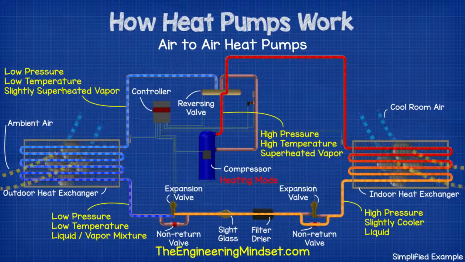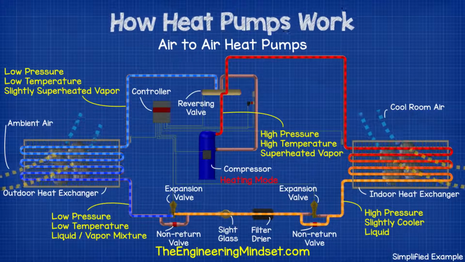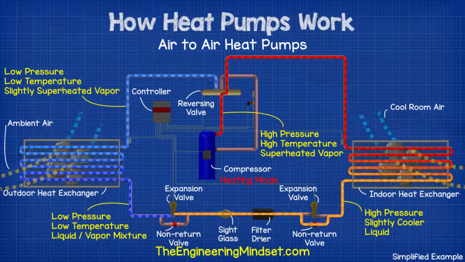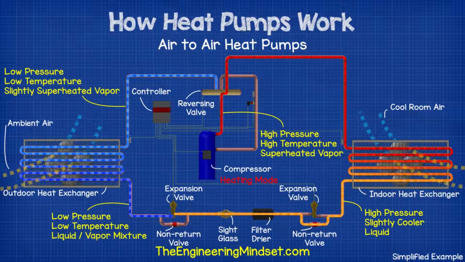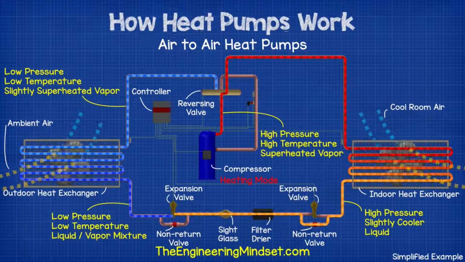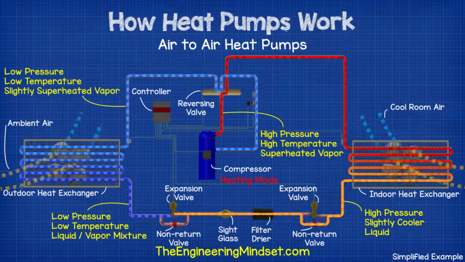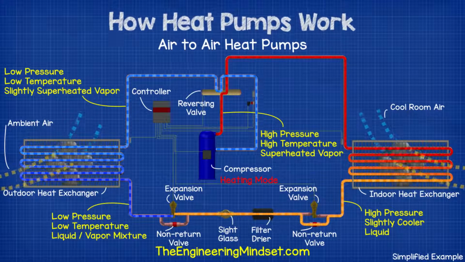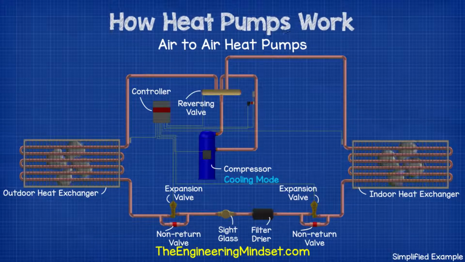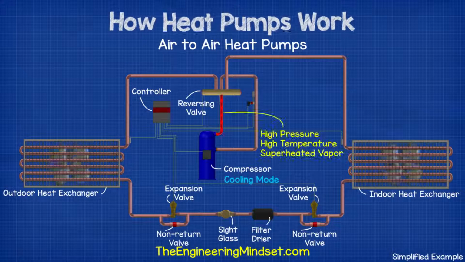So the refrigerant picks up the thermal energy from the outside air and leaves the outdoor heat exchanger as a low pressure, low temperature, slightly superheated vapor, and then heads back to the reversing valve. The reversing valve then diverts this to the compressor to repeat the cycle. If the system is then switched into cooling mode, the system then acts like a normal split air conditioner.